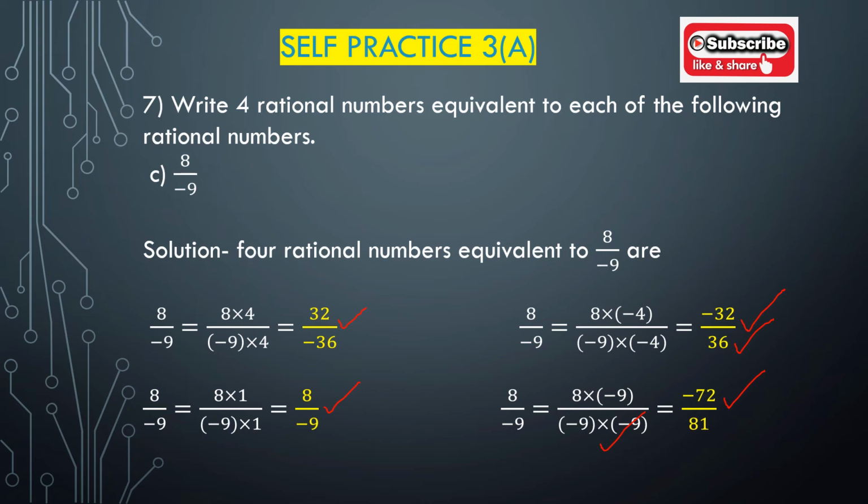So four rational numbers that are equivalent to 8 divided by minus 9 are 32 divided by minus 36, minus 32 divided by 36, 8 divided by minus 9, and minus 72 divided by 81.